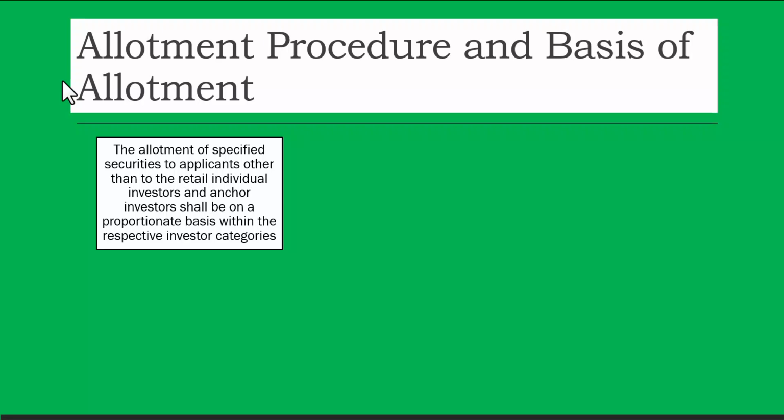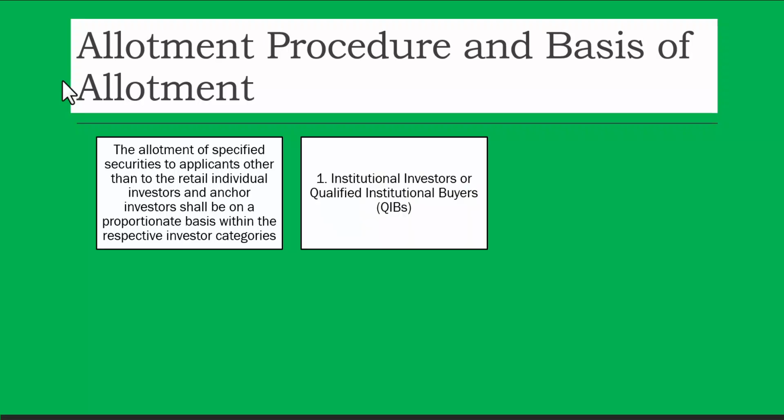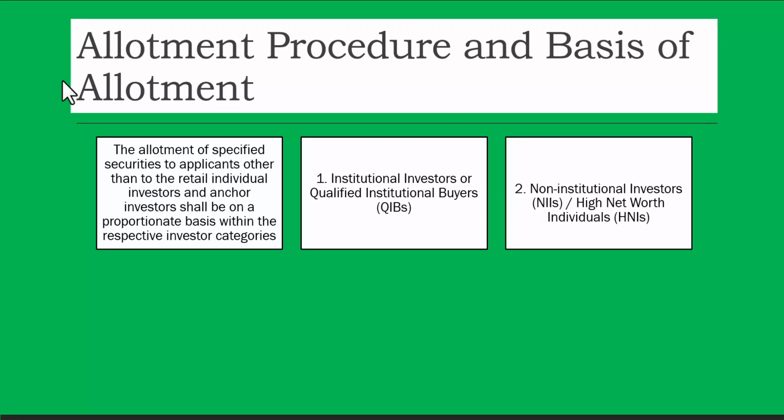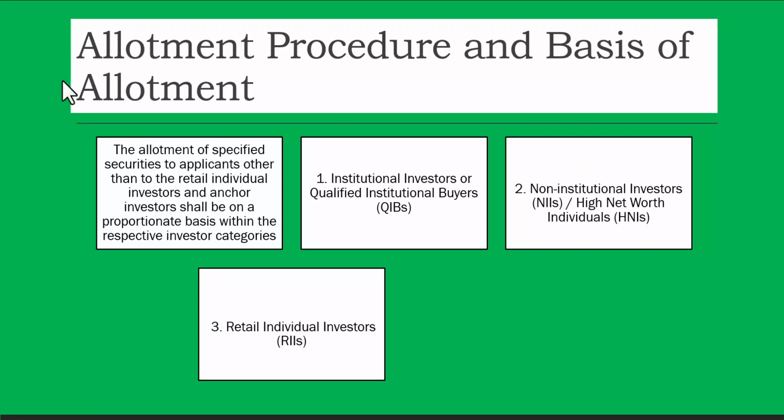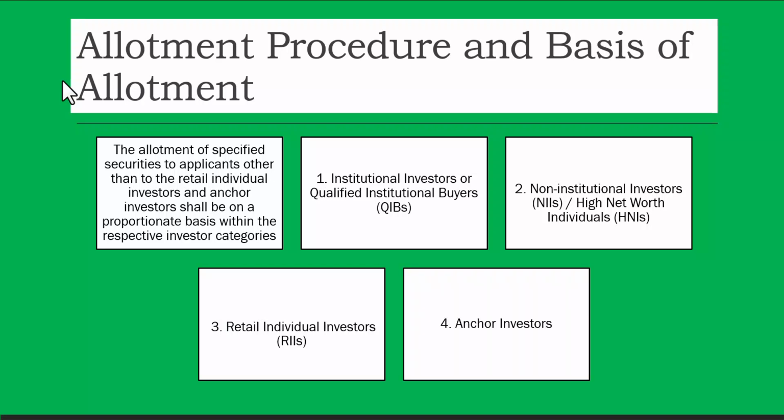So there are four categories. First is called the institutional investors, which are QIB. Second is the NII, the high net worth individuals. Third one is retail investors, and the fourth is anchor investors. So these are the four kinds of investors who participate in an IPO.